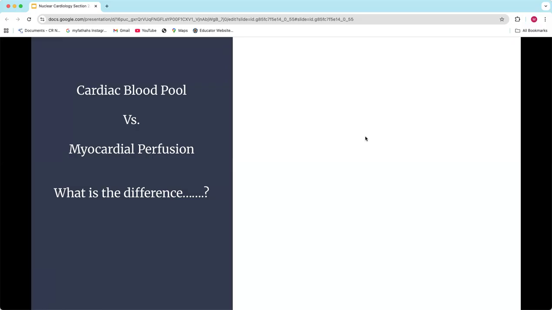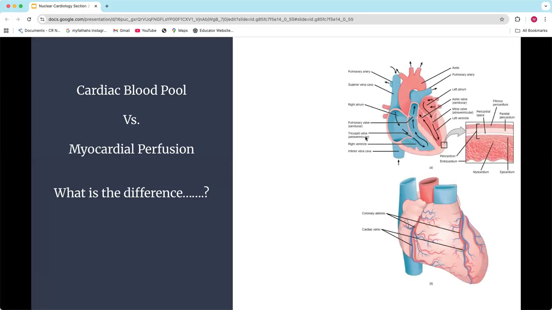For a cardiac blood pool, we're looking at the blood going in and out of the heart because we're tagging the actual red blood cells, versus myocardial perfusion, where we're looking at the blood going to the heart through the arteries around the heart. So we're getting more of an outline of the heart versus the inside. Okay, I love that. Thanks. Was that Ashley? Thanks, Ashley. Thanks for being brave, participating.